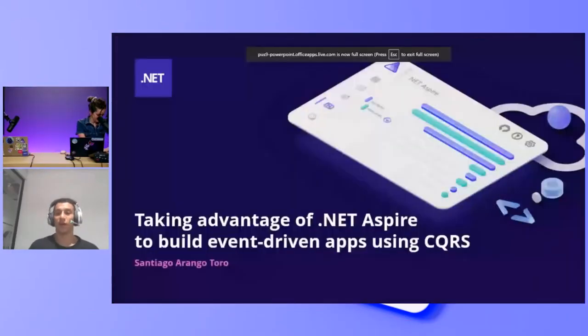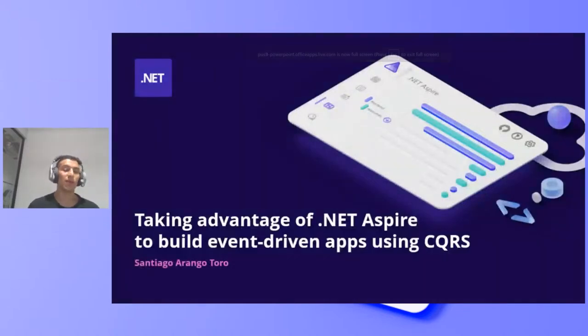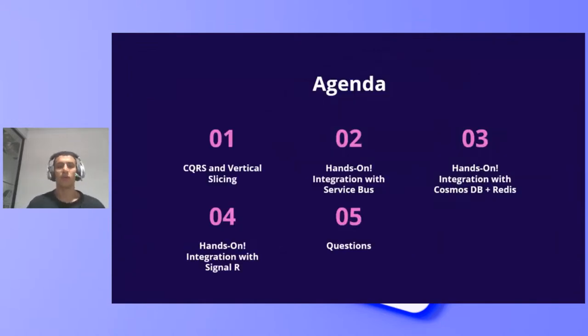Okay, so thank you everyone for joining in this part of the session today. Today I would like to talk to you about a little bit of .NET Aspire, taking advantage of this technology in order to build event-driven applications, and also include as part of your architecture and your development process the CQRS process. Before moving to .NET Aspire, we are going to cover a couple of things.